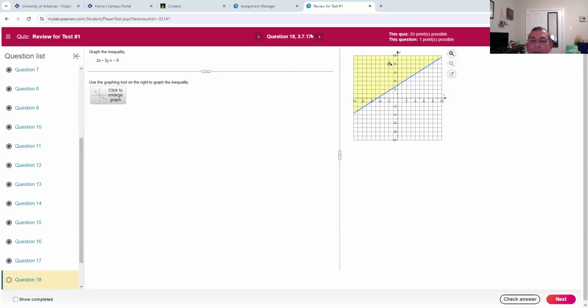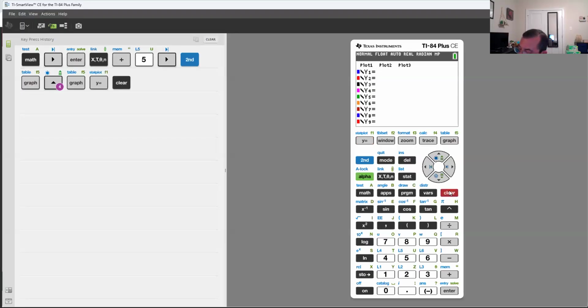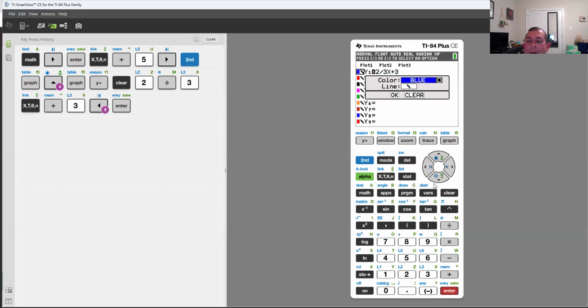I'm going to go to y equals and clear this out. So I'm just going to put in my 2 divided by 3x plus 3. Now remember, I'm going to go all the way left and highlight and hit enter. I'm going to shade it blue. Greater than was the triangle that's above like this. I'm going to come down and hit OK.